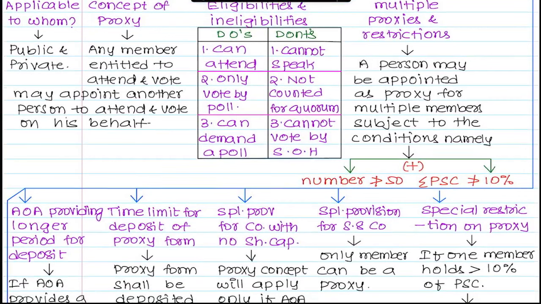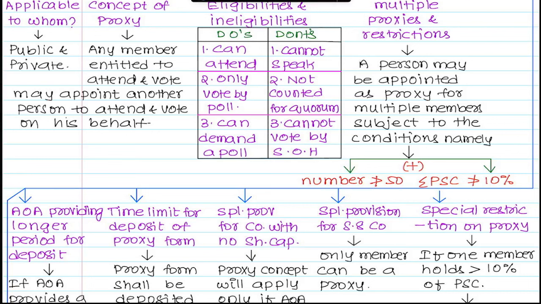Multiple proxies and restrictions. The question is, can one proxy hold multiple members, like 10 members, 15 members? Simply to understand, can one person represent multiple members? That is the question. Okay. The answer is yes, no, both. Why yes, why no? When yes, when no? Let's see.